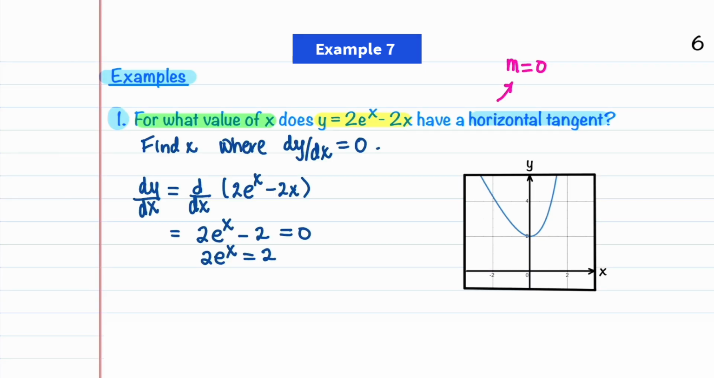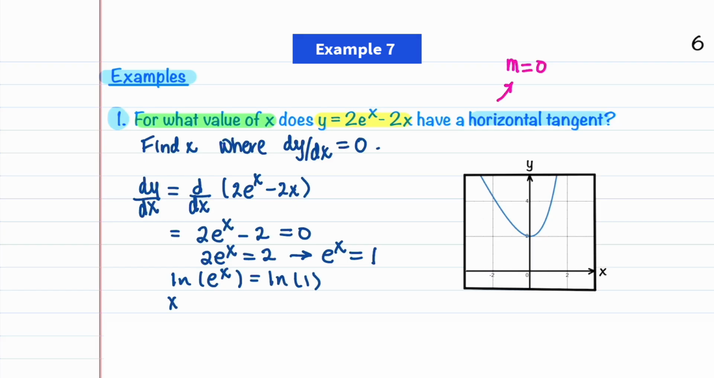Dividing each side by 2, we get that e to the x is equal to 1. You may know by looking at a graph of e to the x that e to the x is going to be equal to 1 when x is equal to 0. If you don't know that, one way that you can solve this is by taking the natural log of both sides, because that will get the x out of the exponent.